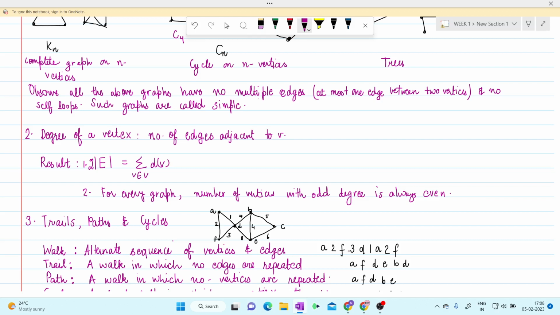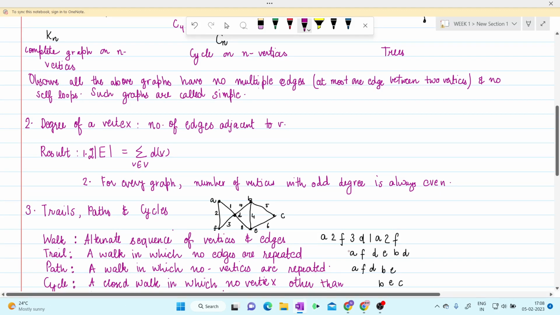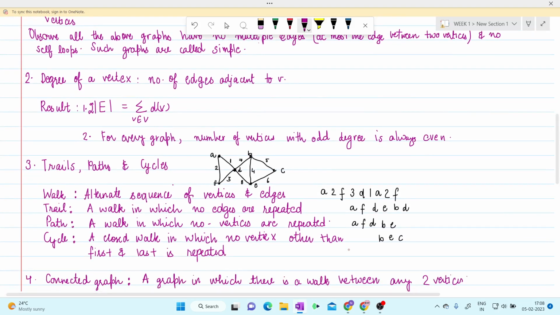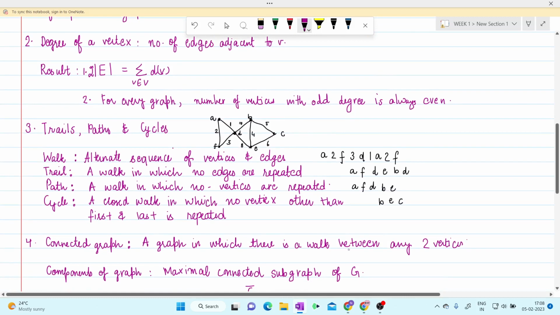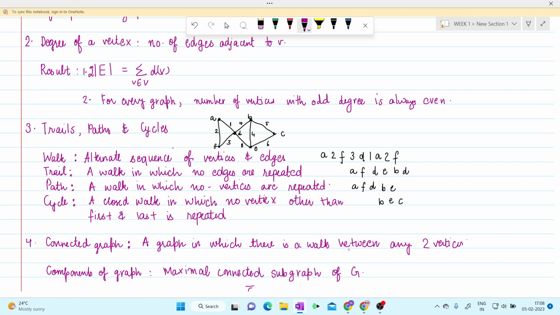Now we want to see what are trails, paths and cycles. So first of all, what is a walk? A walk is just any alternate sequence of vertices and edges. So in this above graph, a walk is basically us tracing out the graph in any possible manner, and it is an alternate sequence of vertices and edges.